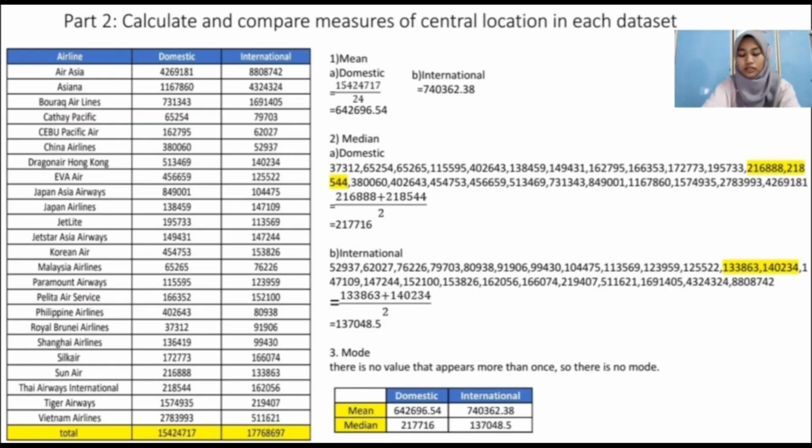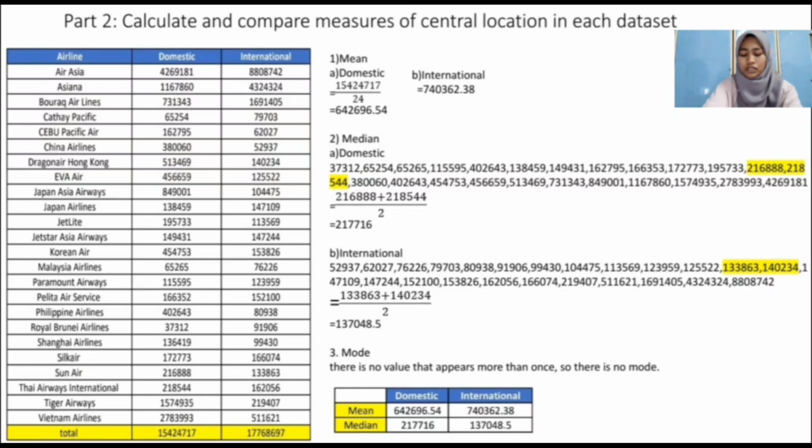Next, part 2, calculate and compare measures of central location in each dataset. So we need to find the mean, median, and mode. First, to find the mean, we need to add up the dataset for domestic airlines. The sum of the result is 15,424,717, divided by the number of results, which is 24. So the mean is 642,619.